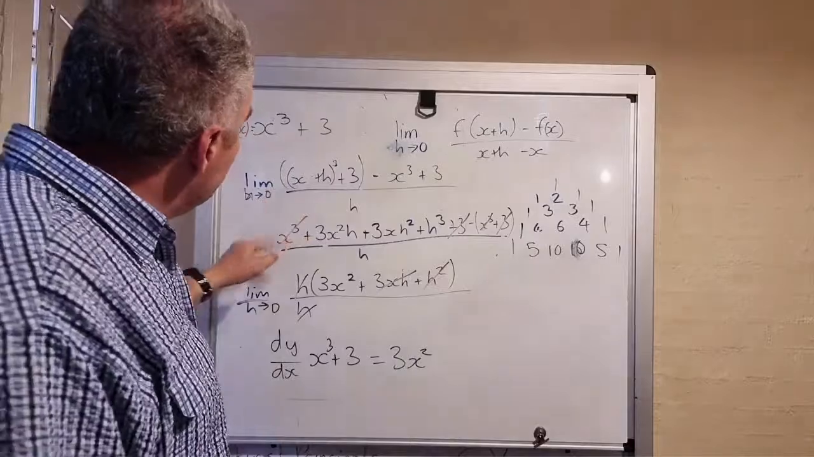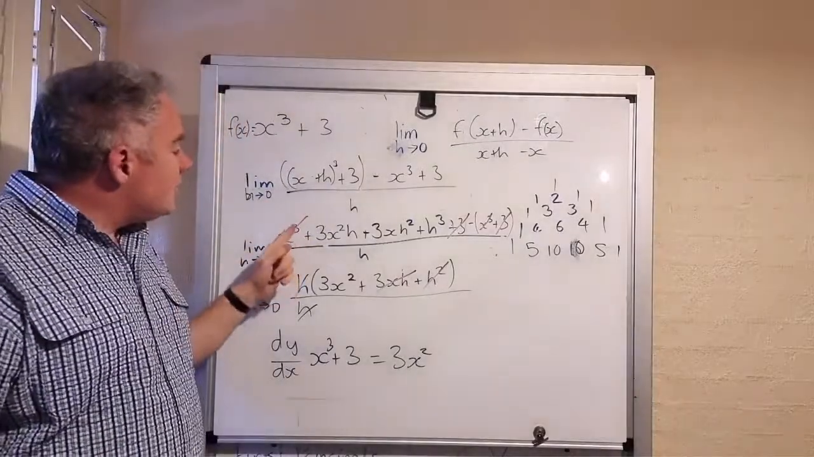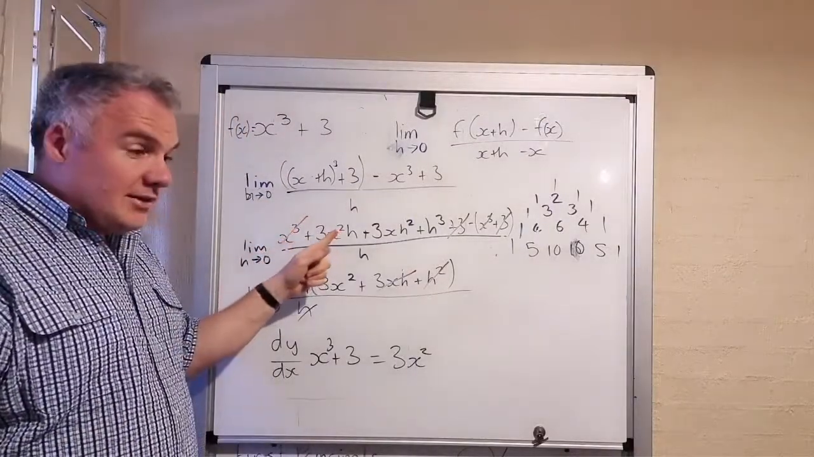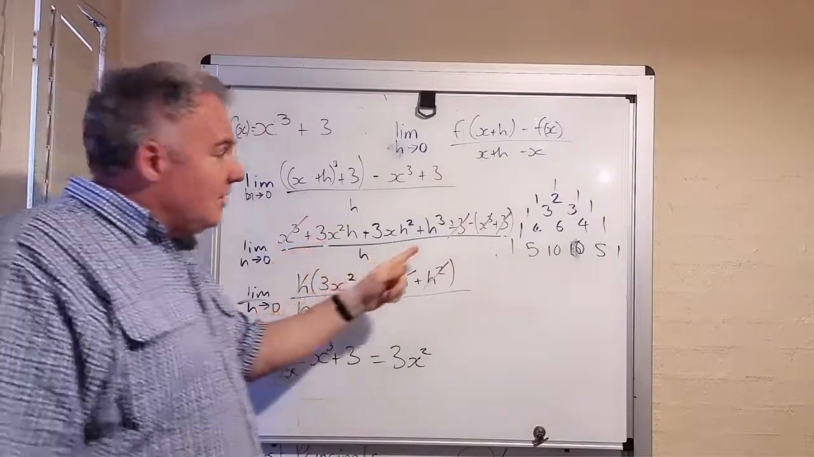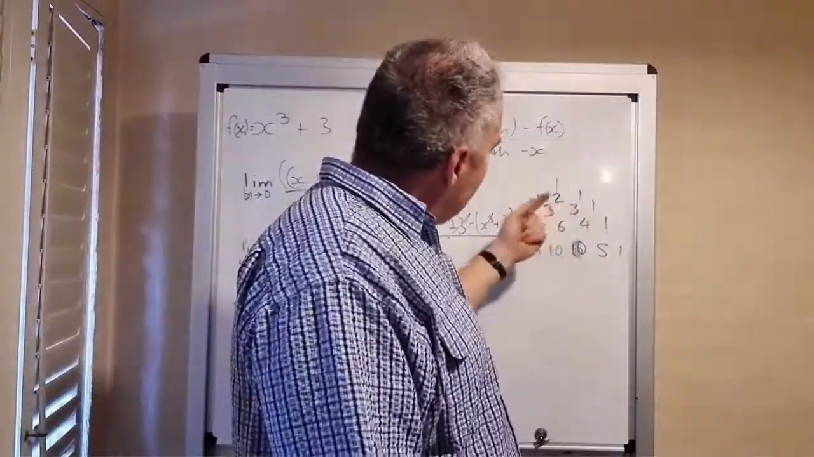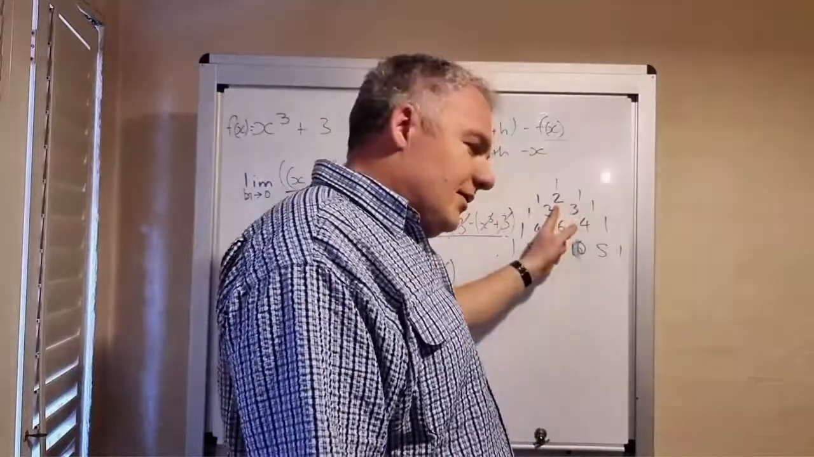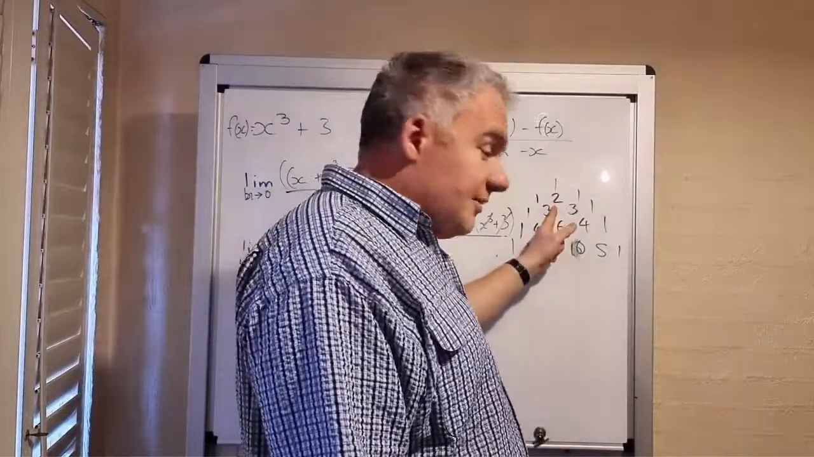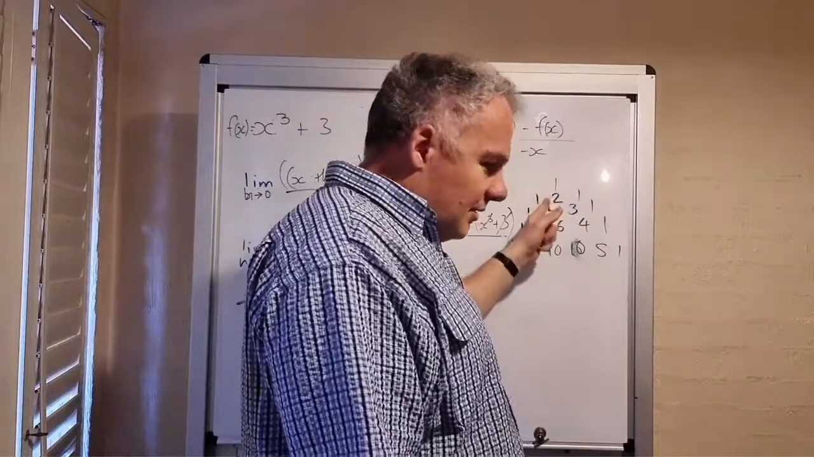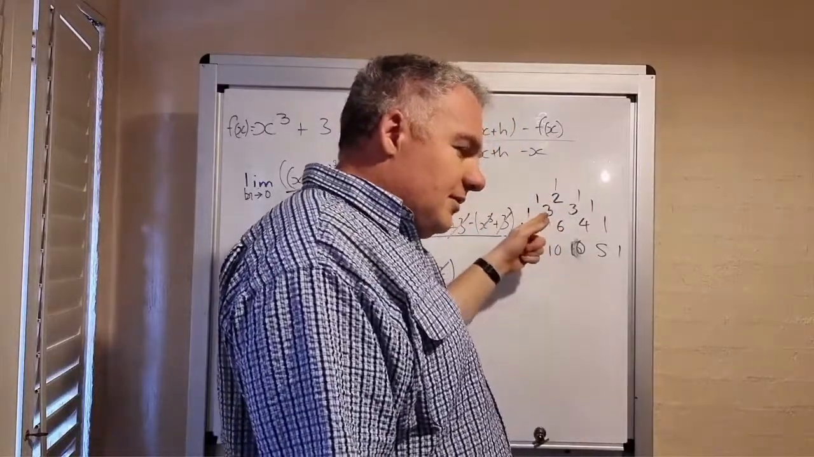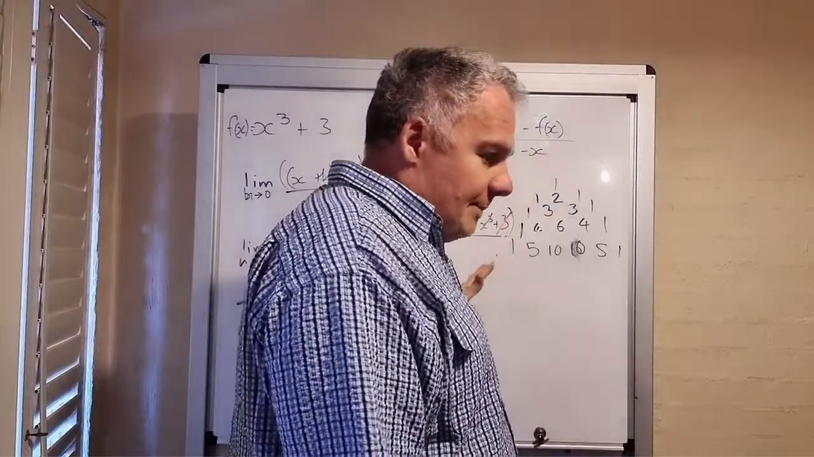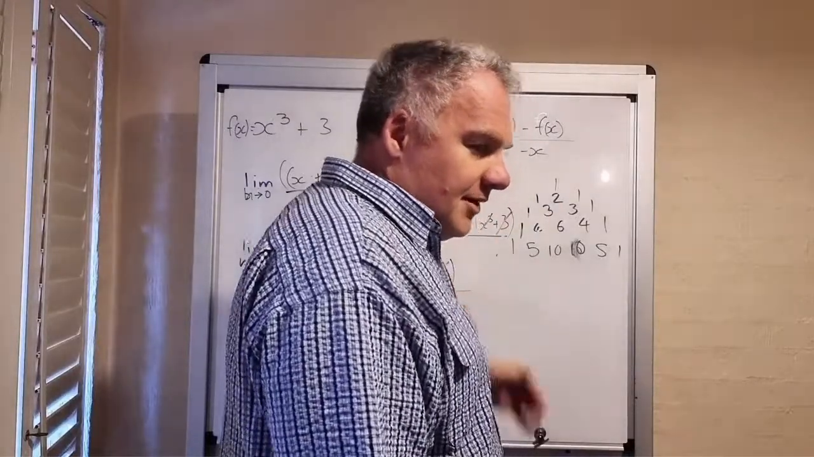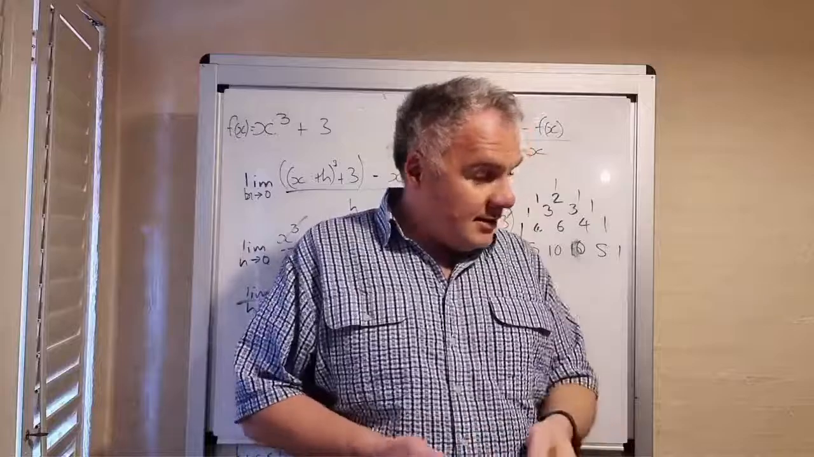Now notice too, the index is 1 less, and the coefficient is the same number as the power. So this was squared, and the new coefficient is 2. This is cubed, and the new coefficient is 3. Okay, so follow that pattern too. But I think I might leave that there.